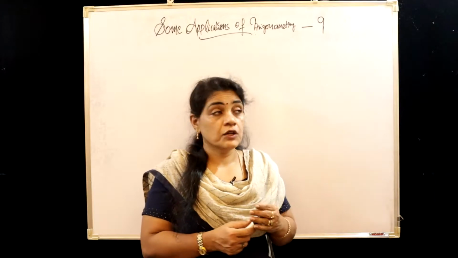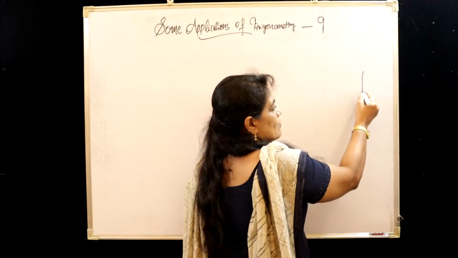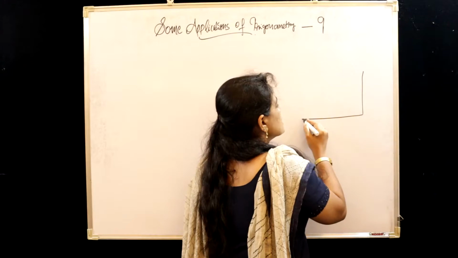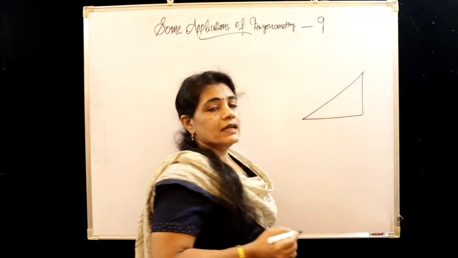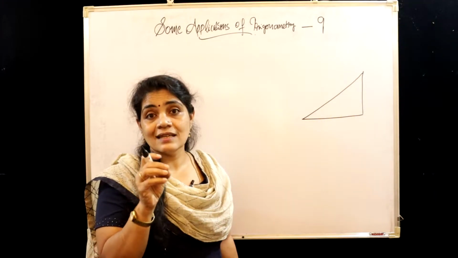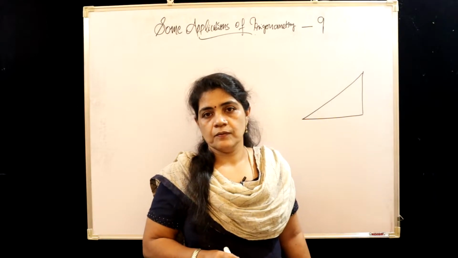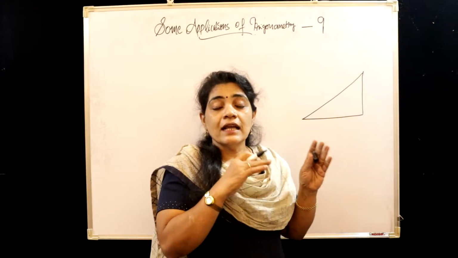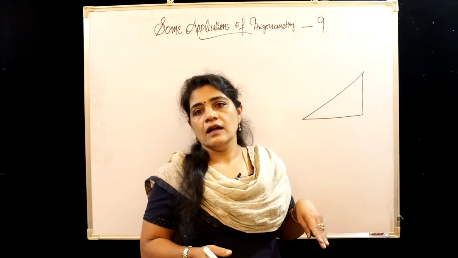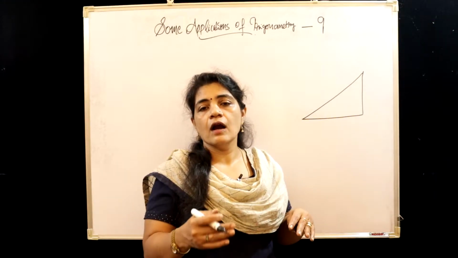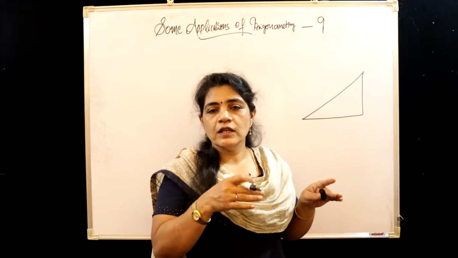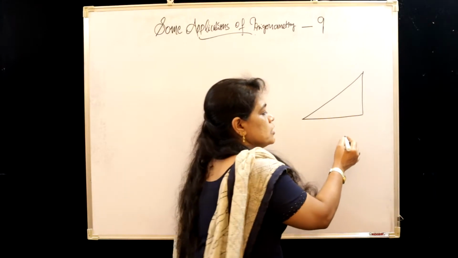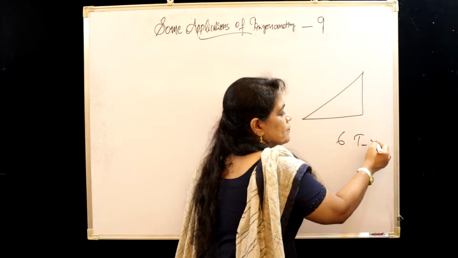We introduced those 6 ratios, namely sin theta, cos theta, tan theta. These are the 3 basic ratios. Ratio means in 3 different ways you can relate the sides of a right triangle, and taking the reciprocal we will have 3 more. That means altogether we have 6 trigonometric ratios, 6 T ratios.